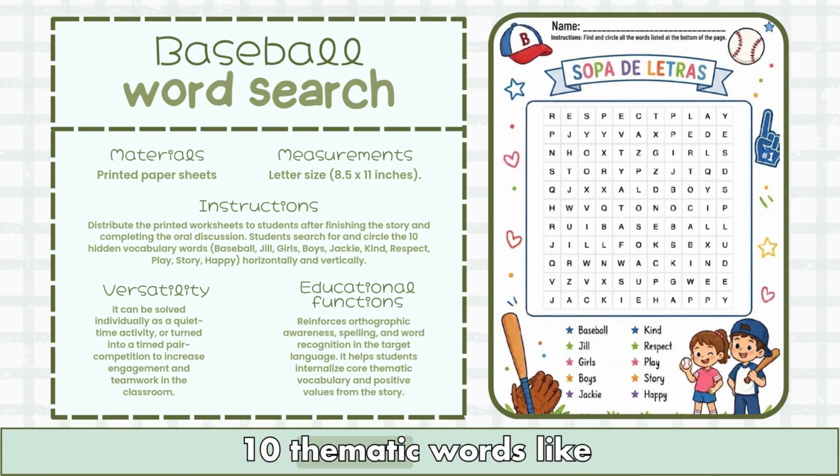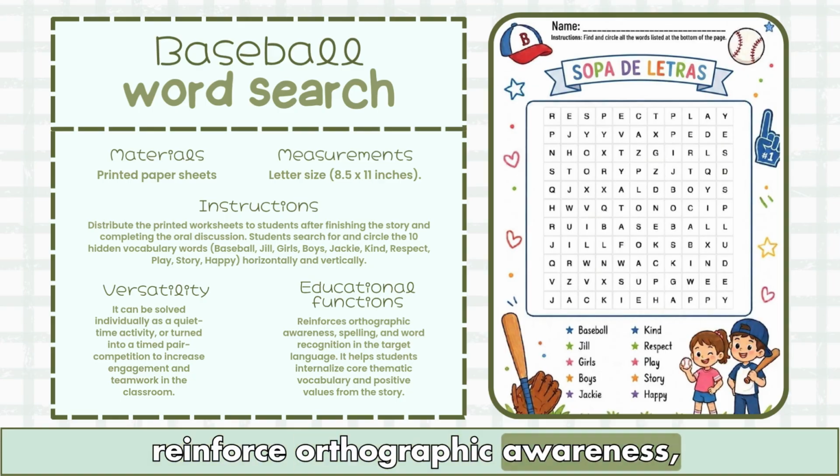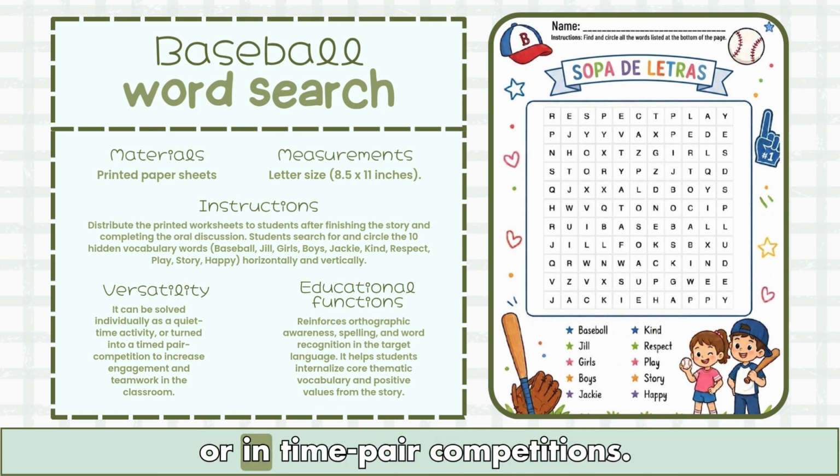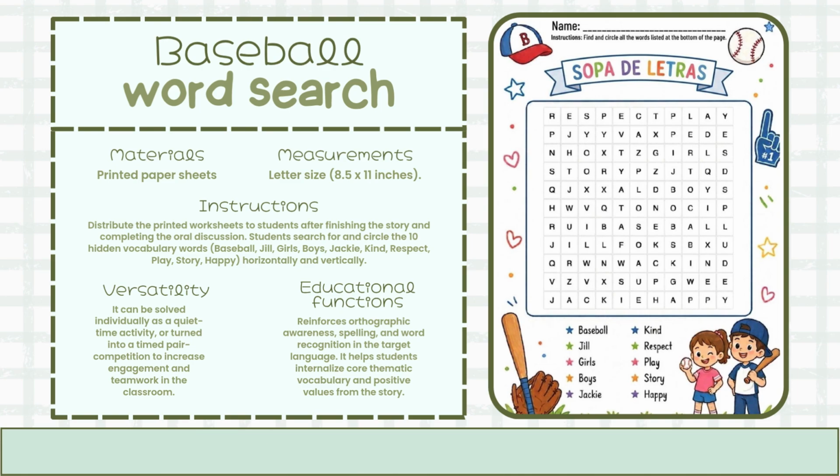Students search for 10 thematic words like respect and Jackie. This clean layout helps reinforce orthographic awareness, spelling, and vocabulary retention individually or in pair competitions.